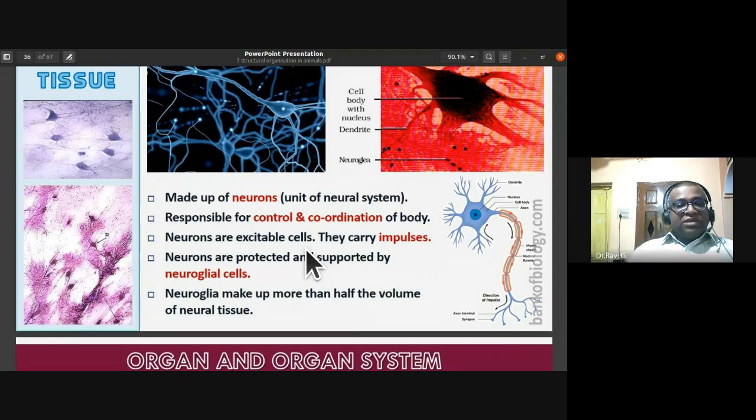So neurons are excitable cells. They carry the impulses. Neurons are protected and supported by neuroglial cells. Neuroglial cells make up more than 50% of the neural tissue. They protect and support the neurons.